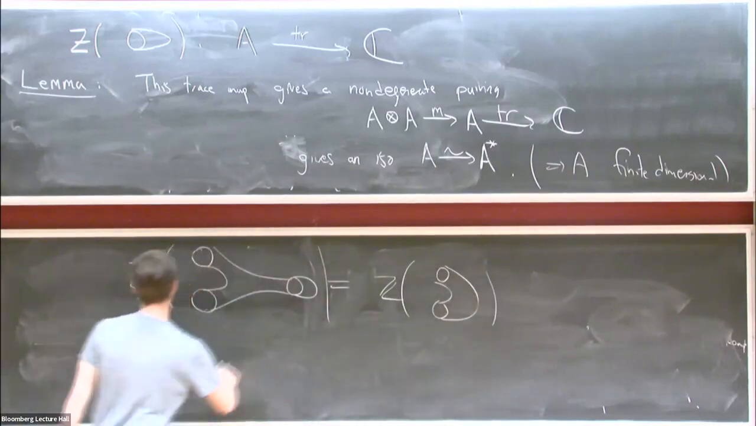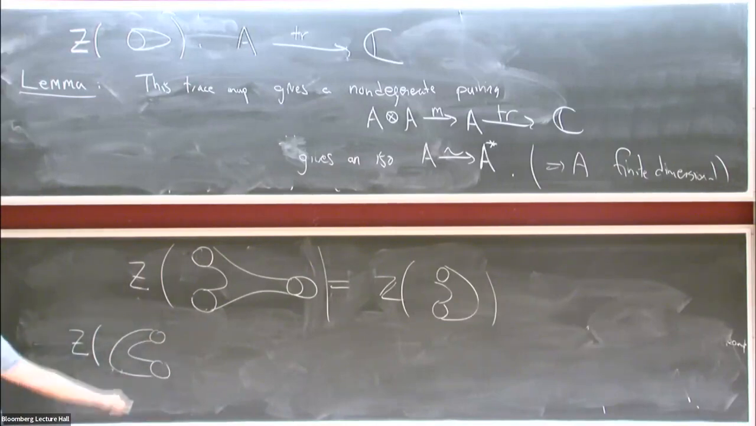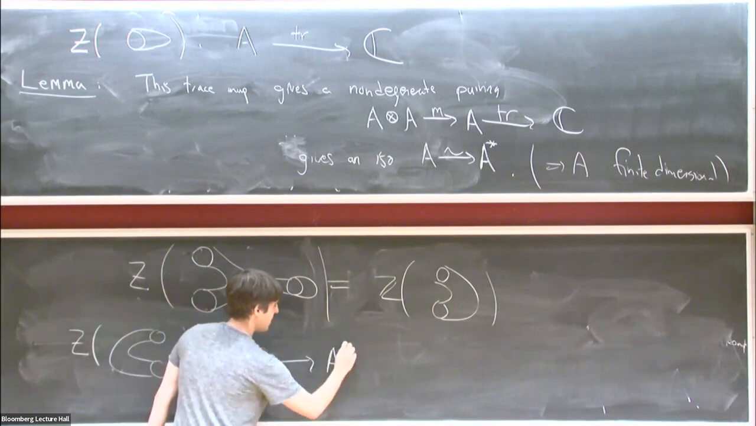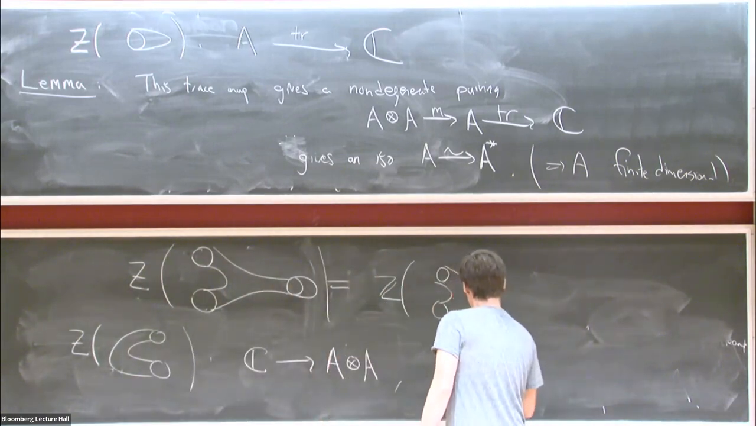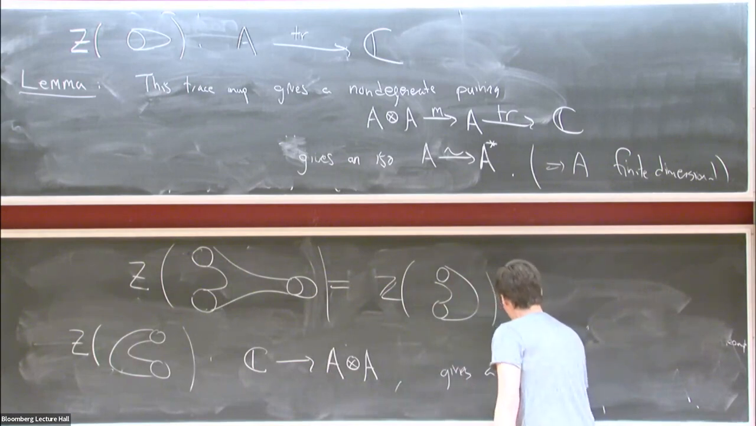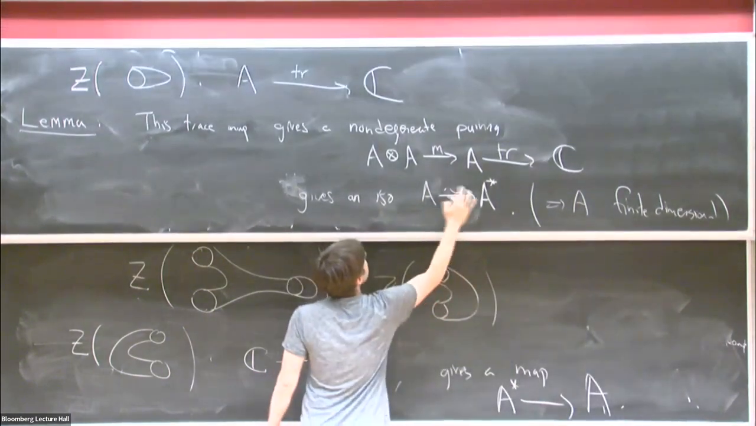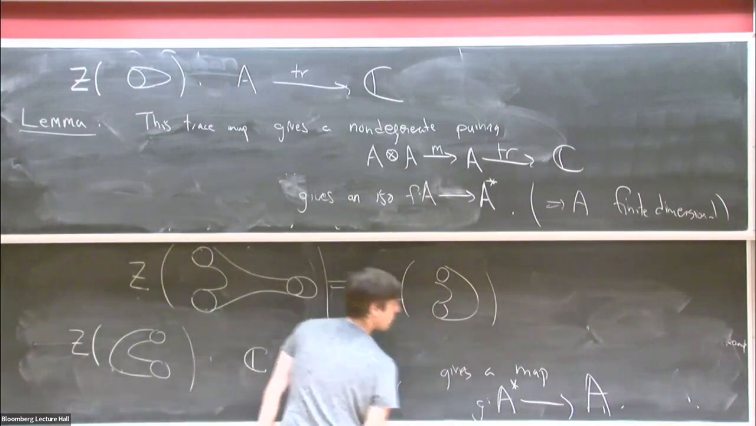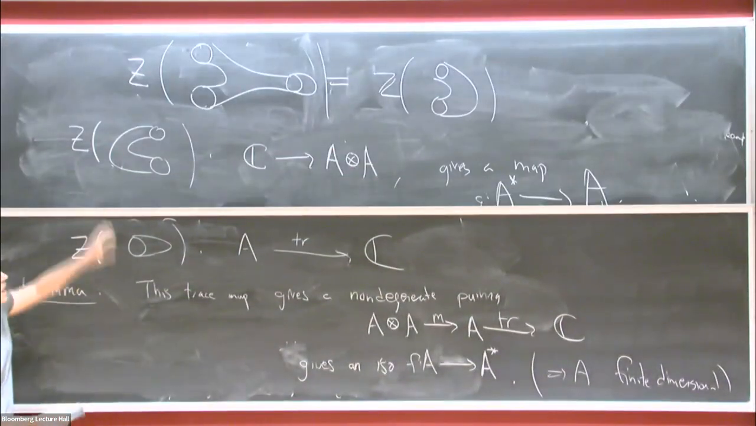Of course, there's another picture I could draw, which is to think of that same cylinder pointed the other way. I can imagine that there's a cylinder with two outgoing circles. So this gives me a map from the complex numbers into A tensor A. And this in particular gives you a linear map from the dual of A back into A. So this bilinear form I could think of as a map F from A to its dual. This construction gives you a map G from the dual of A back into A. And my claim is that these maps are actually inverses of one another.